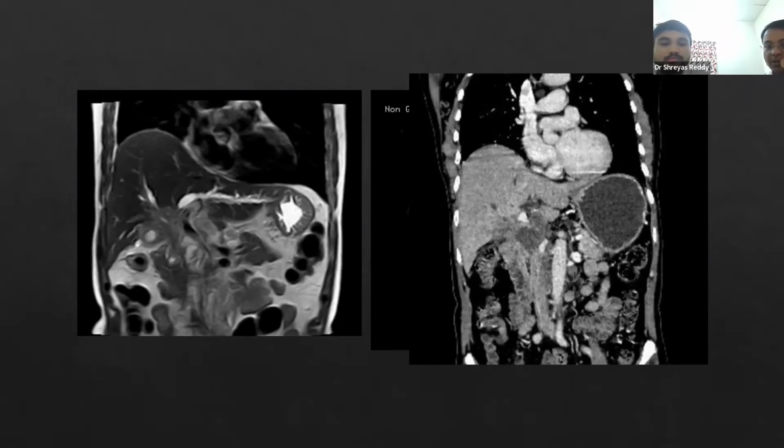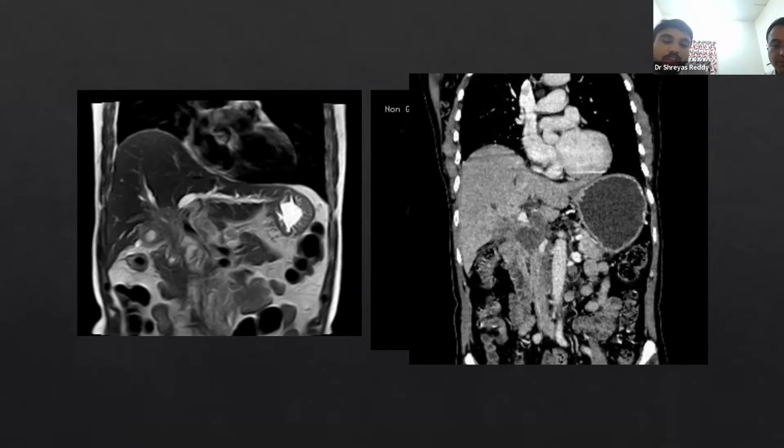So now the biliary system is dilated. What will be the first option in this case to drain the biliary system? So we have two options at our disposal. One would be a PTBD, the other would be an ERCP.